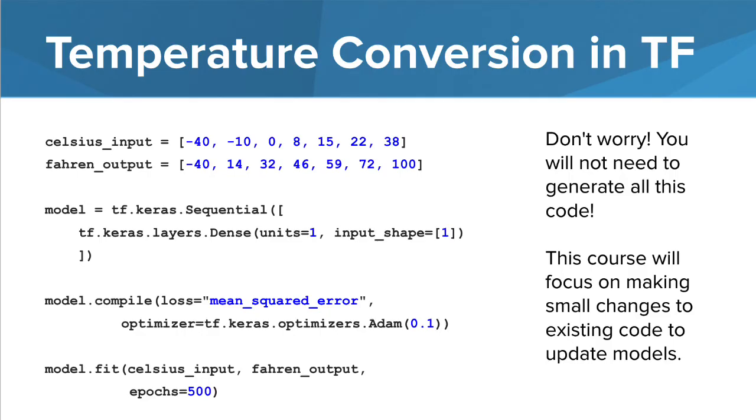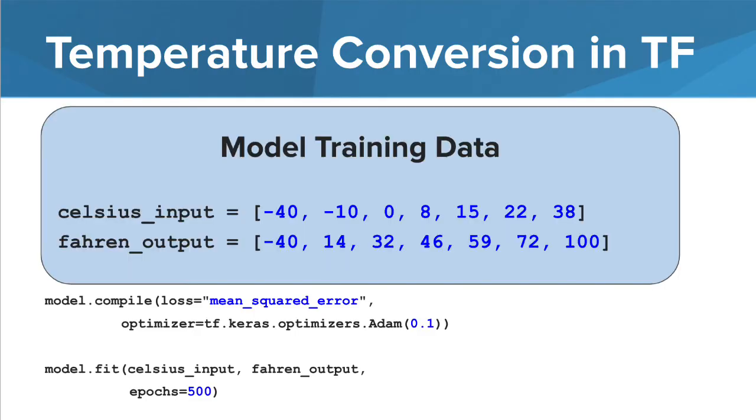So let's take a peek at how this simple model would get implemented in TensorFlow. This is the code to implement the model. It's important to know that much of this code will be given to you. In this course, you'll be looking at adjusting model parameters on existing code, so don't worry too much about all of the syntax. With that said, let's take a look at this piece by piece.